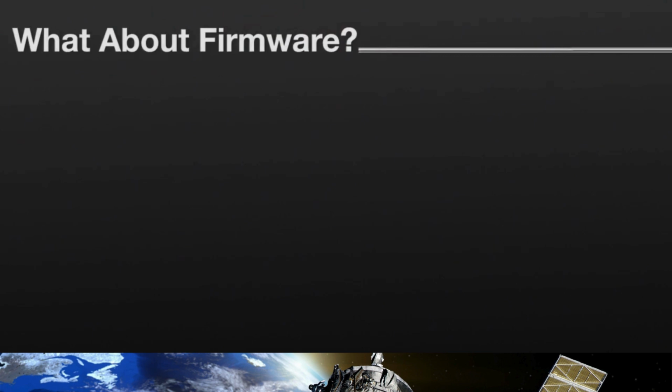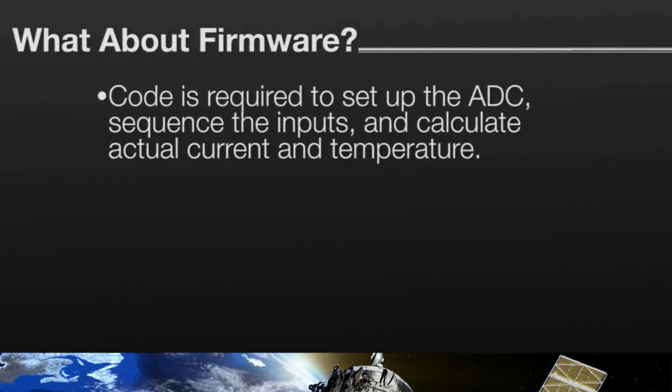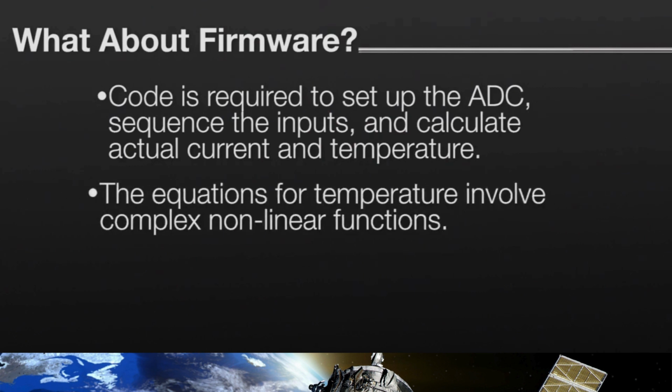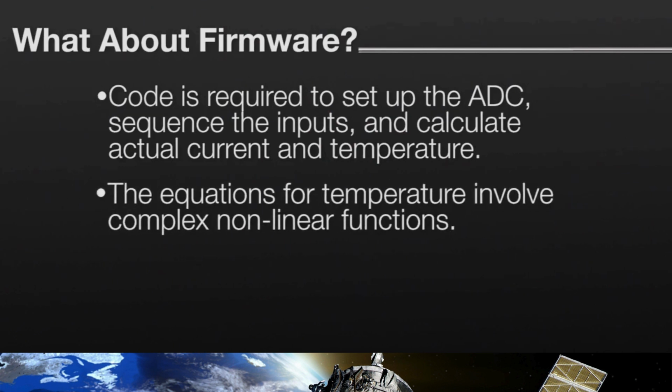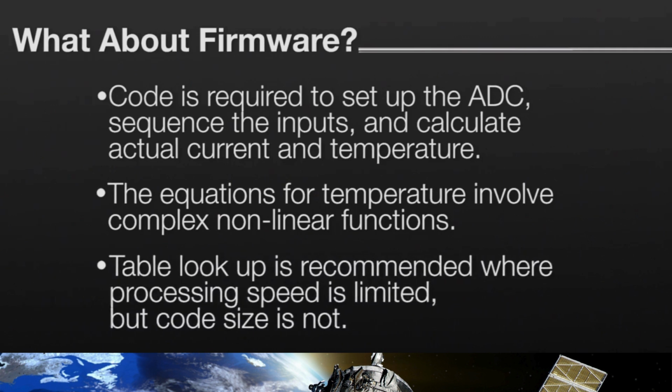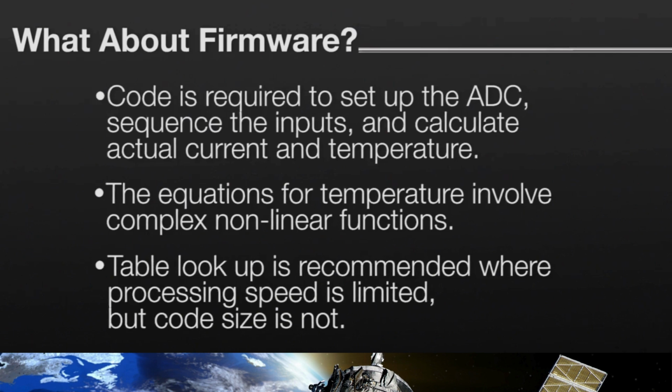So, what about firmware for your embedded system? You need to write code to set up the ADC. You have to sequence the inputs and calculate actual current and temperature. The equations for temperature are highly nonlinear, logarithmic, as we have discussed. So that could tax the processor. You can use table lookup methods if you can download an Excel table from the website of the thermistor manufacturer. And if you do this, make sure you have enough onboard memory to store all the data.